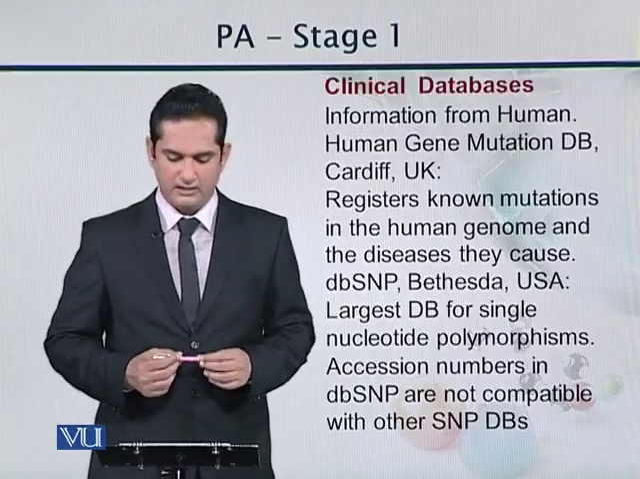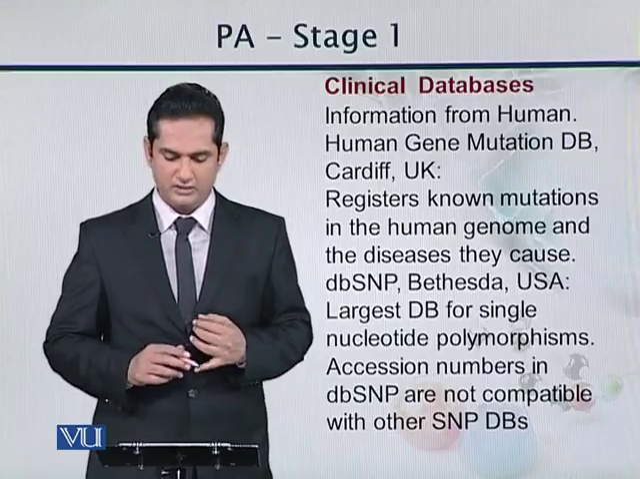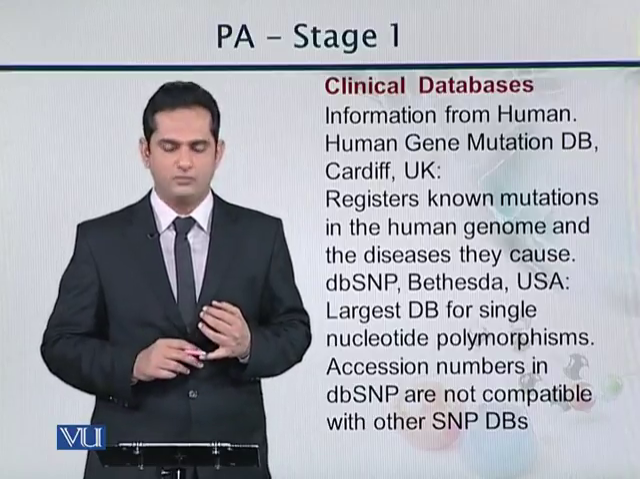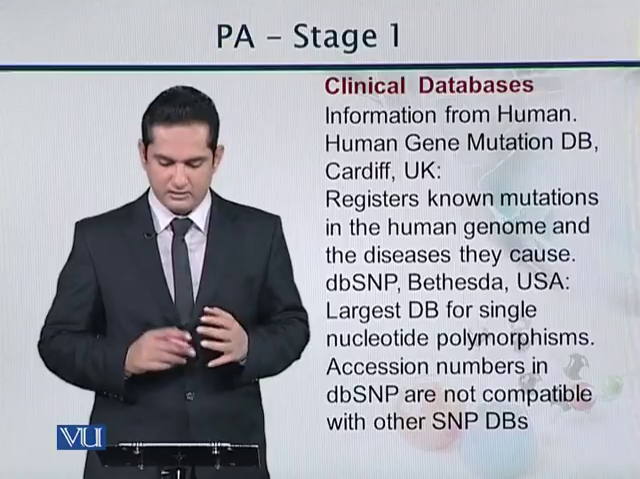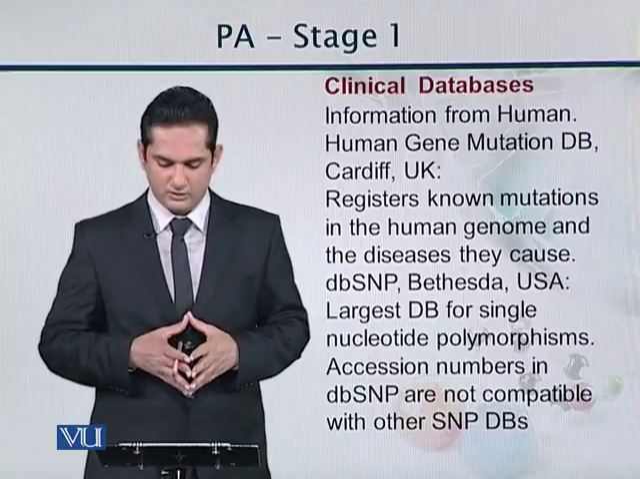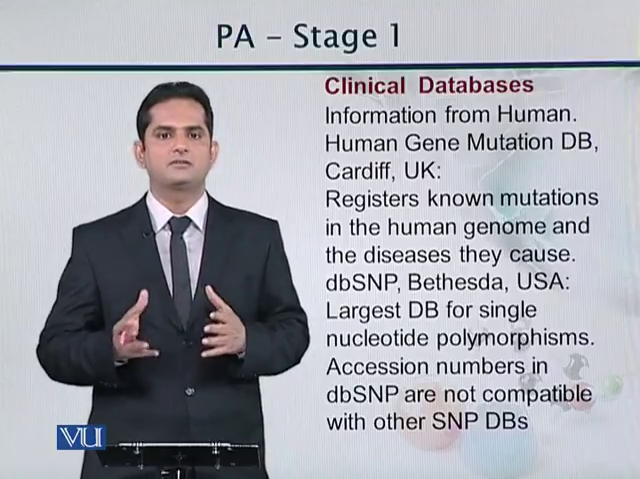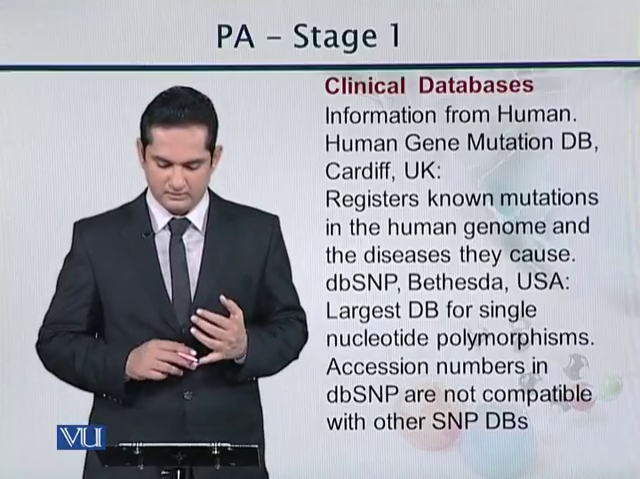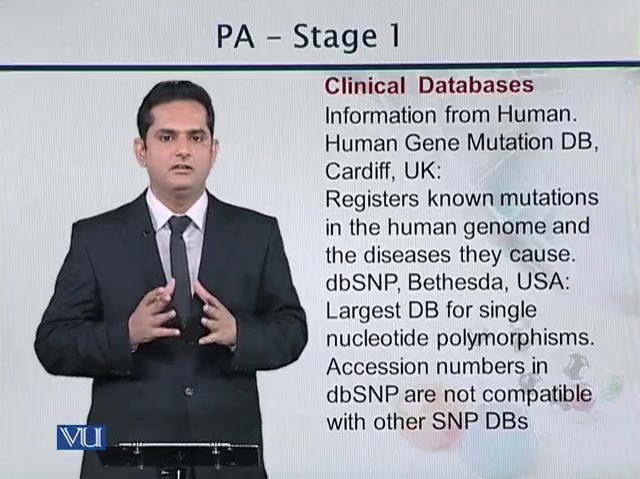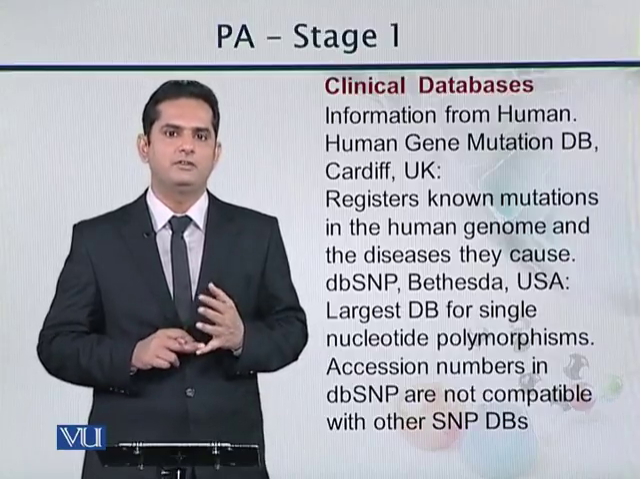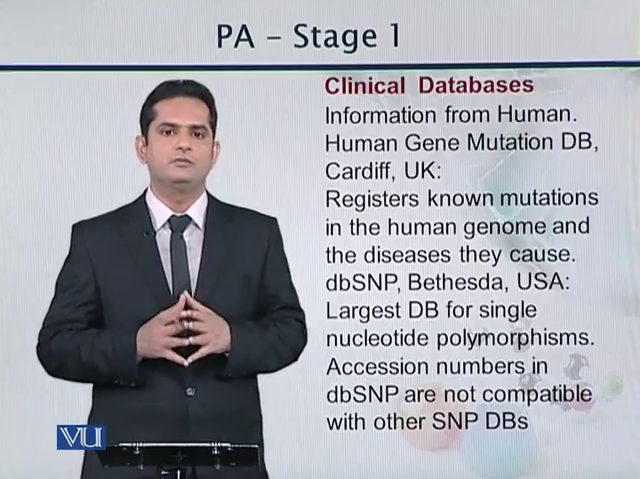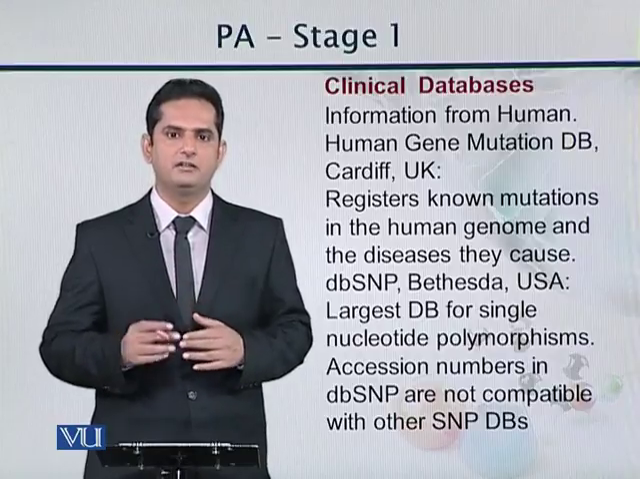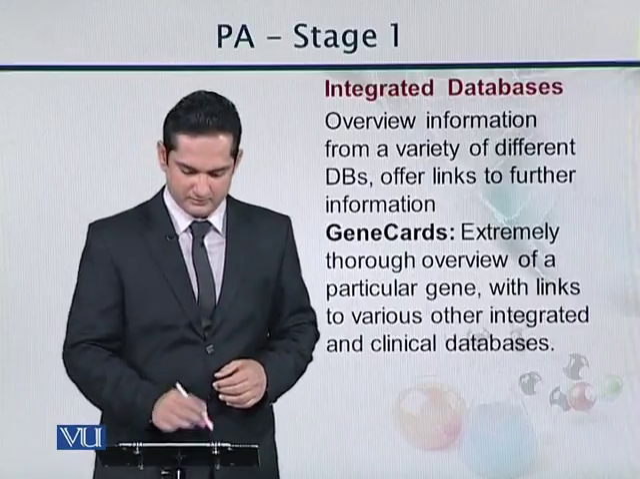So moving on, clinical databases, there is the Human Gene Mutation DB which is owned by UK, and what happens is it registers known mutations in the human genome and the different diseases caused by them. Similarly, we have dbSNP, which is from USA, and it is the largest DB for single nucleotide polymorphisms, and it also compares its results with other SNP databases.